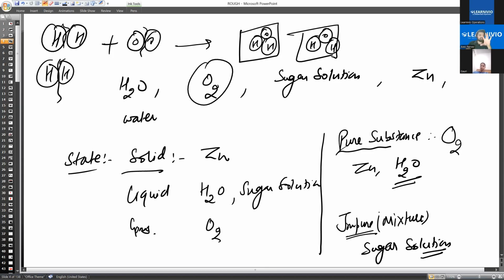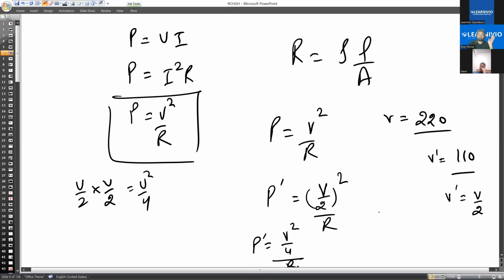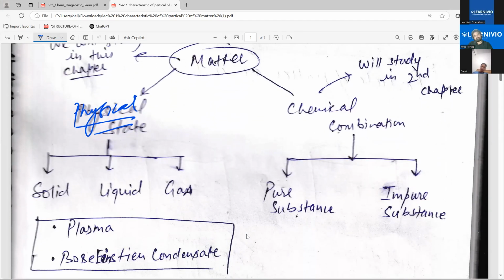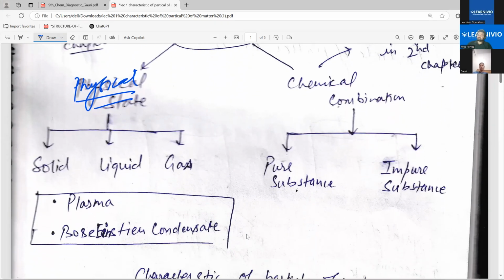Got it? So in this chapter, we'll study the states of matter, solid, liquid, and gas, and what happens when solid changes into gas. Why does evaporation cause a cooling effect? That you are going to study in this chapter. Okay, so let's move further and start the chapter. Write it down: matter is divided on the basis of physical state into solid, liquid, and gas.